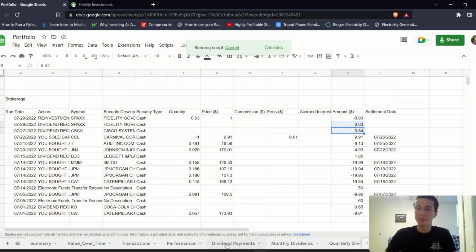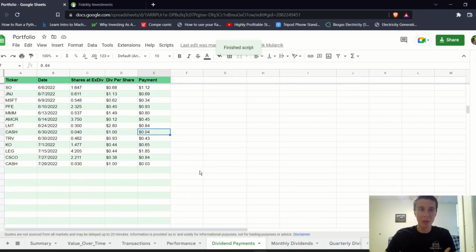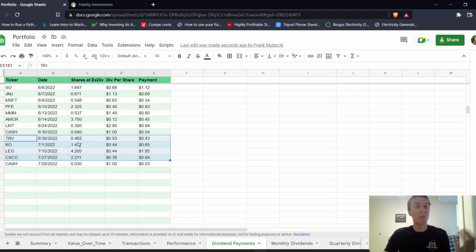So if we look here at the dividend payments specifically, we can see we were paid by these 4 companies. So we got about 43 cents from Travelers for the almost half a share that I do own. Got about 65 cents from Coca-Cola for the 1.5 shares that I own. Got $1.85 from Leggett & Platt for the 4.2 shares that I own. This has really been paying off, since I definitely was buying Leggett & Platt fairly heavily through the first half of the year. And now the company has started to recover some, which is super exciting. And then finally got 84 cents from Cisco for the 2.2 shares that I do own.